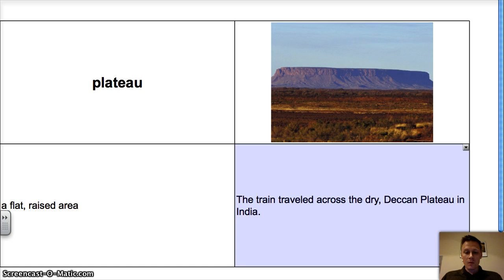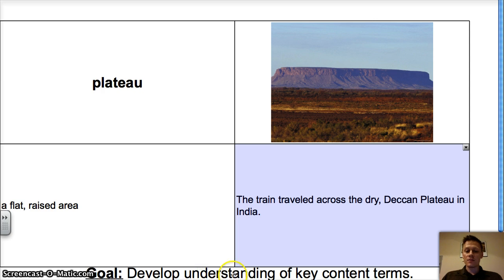Alright, so today we were working with key content terms, and I hope that you've developed an understanding of these 3 content terms.